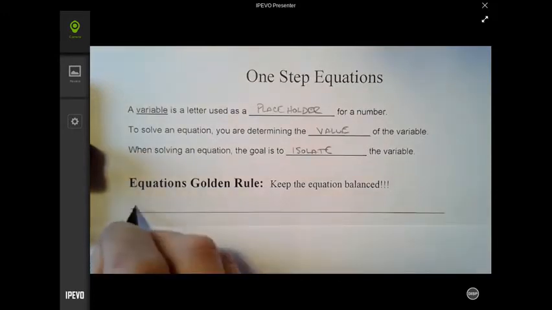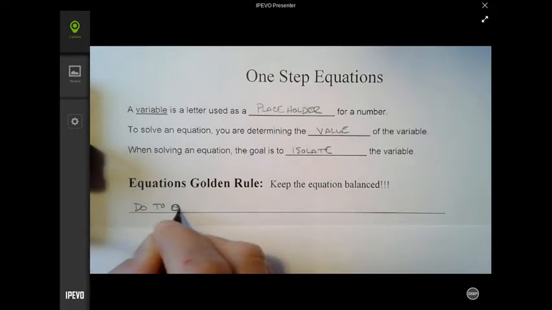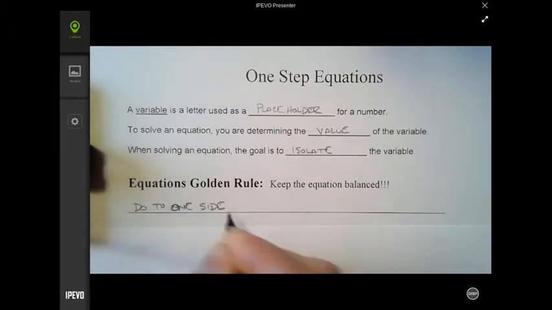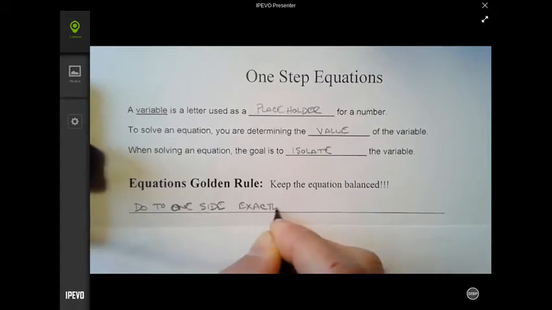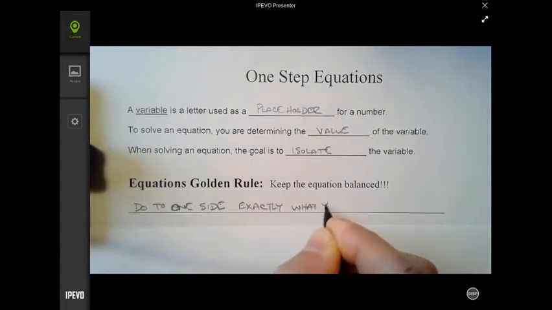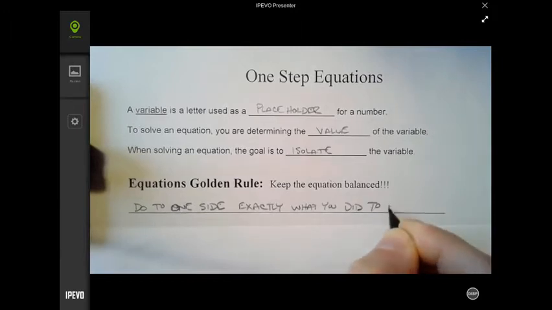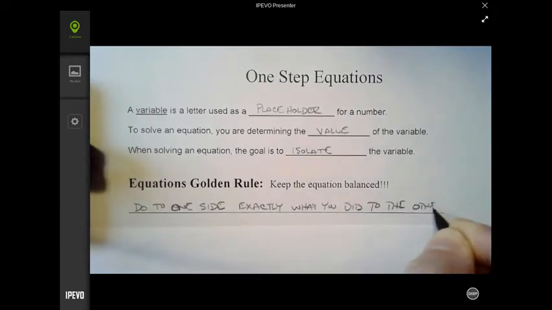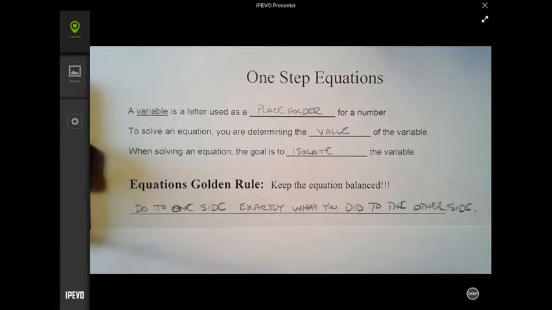How do you keep it balanced? Well, whatever you do to one side of the equation, do exactly the same to the other side. Okay, the equal sign will split the equation up into two sides, the right and the left. Whatever you do on one side of the equal sign, you have to do the same exact thing on the other side in order to keep the equation balanced. Okay, and so that's our goal. Keep the equation balanced, isolate the variable. Can you determine the value of the variable?